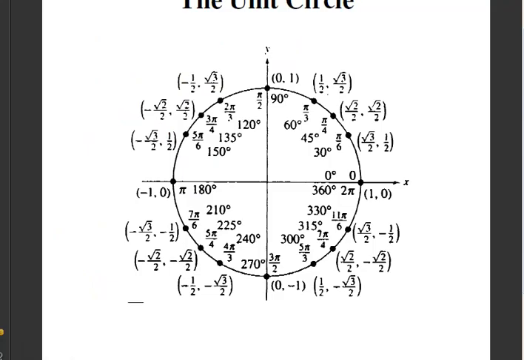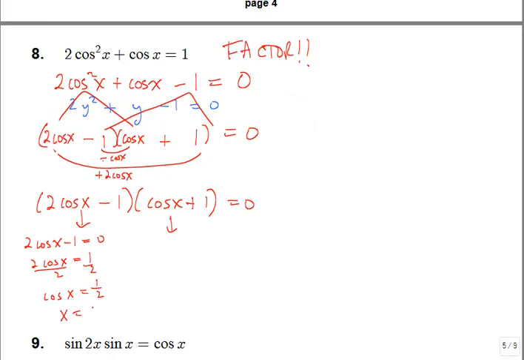So if we look at our unit circle, cosine is the x value. Here's a positive 1/2, and then down here in quadrant 4 is a positive 1/2. So pi over 3 and 5 pi over 3 would be my two solutions for this first factor. So quadrant 1 and a quadrant 4 angle. Now we have to do this factor.